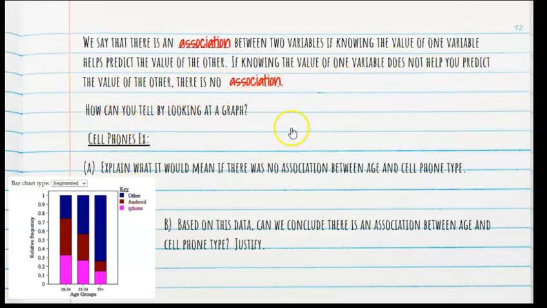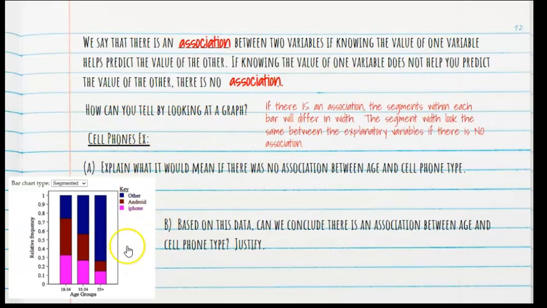Now, how can you tell by looking at the graph? Well, you're looking at the segments. Do they segment in the same places, or are they different? Okay, if the segments look the same, then there's no association. If they're different, like in this example, definitely different areas of the different colors, that means there is some kind of association. We're not saying cause and effect. We're just saying there's some kind of association there.